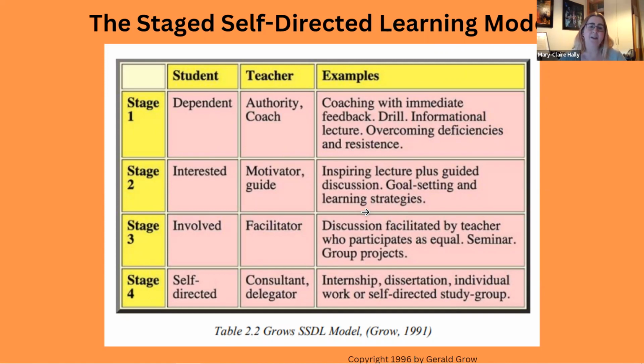So with this, he has stage one, where the student might be dependent on the tutor or on their peers or on their support system. This student will work best with an authority or a coach style of a tutor. So somebody who's going to drill information into them, give them what they want, basically, yeah? Stage two, though, we've got our student is more interested and they would work best with a motivator or a guide style teacher. And this means someone who will inspire, give lectures, guide the discussions, goal settings, and so on.